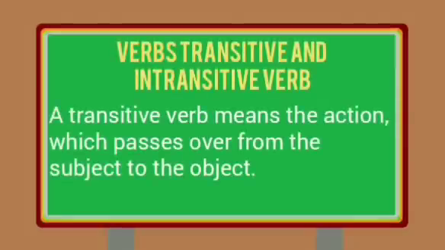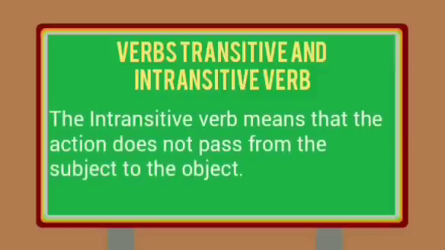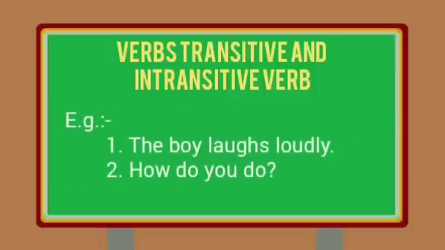A transitive verb means the action which passes over from the subject to the object. For example, the boy kicks the football. The verb passes from the subject to the object. He spoke the truth. The intransitive verb means that the action does not pass from the subject to the object. For example, the boy laughs loudly. How do you do? Here, the verb stays with the subject only.